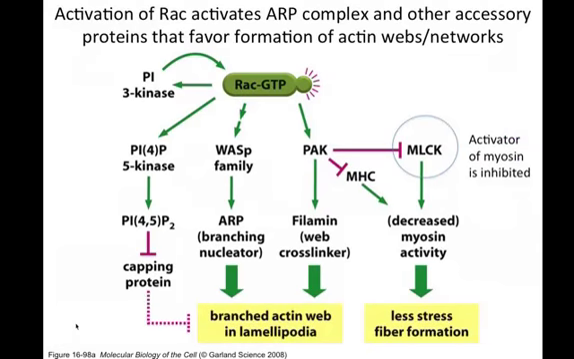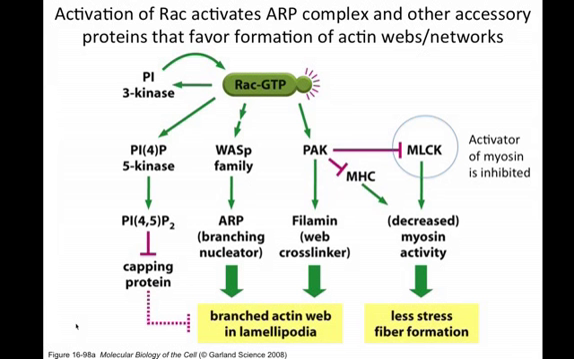So activation of RAC activates ARP and a whole bunch of other proteins that favor formation of actin webs or networks. And so it's this big signaling pathway, right? You'll have some receptor up here in the sky that activates PI3 kinase, and then you get activation of RAC, and there's a back and forth there. And then you have activation of WASP, which activates ARP, and then you get your actin web.